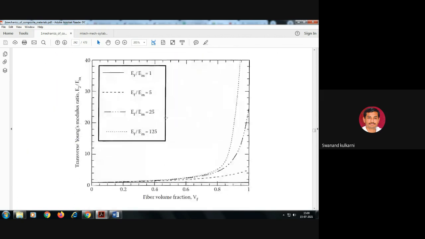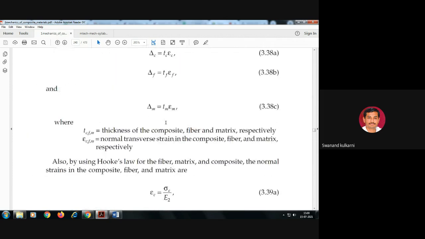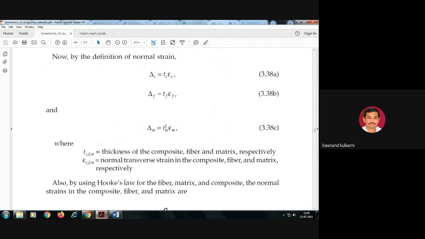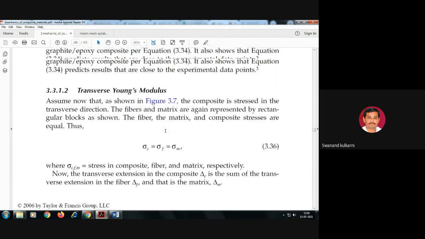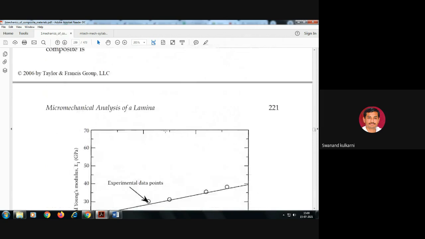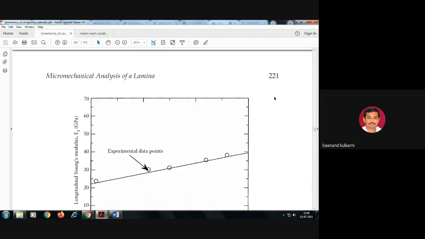So the above example is solved once again here. In the first example, with the same material properties, when we calculated the Young's modulus, the value we got was 60.52. That was the Young's modulus in the longitudinal direction.